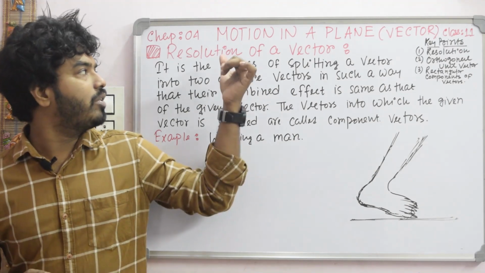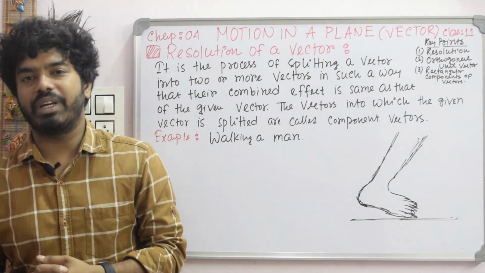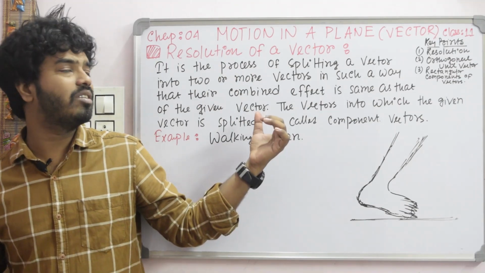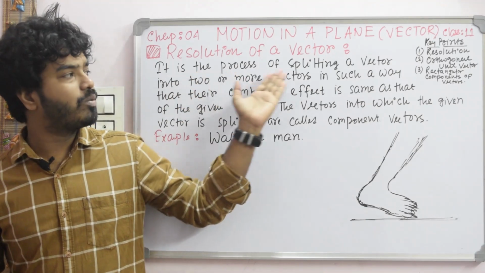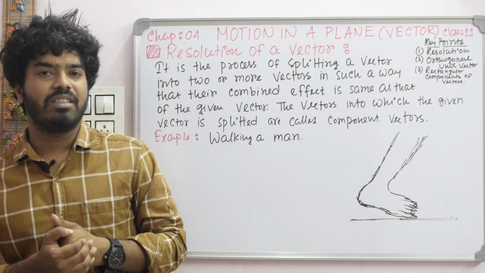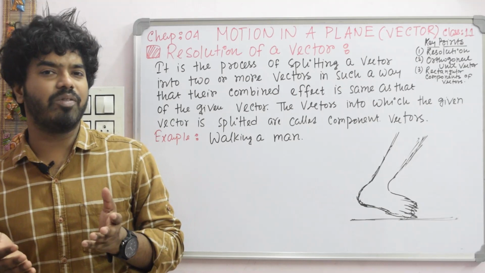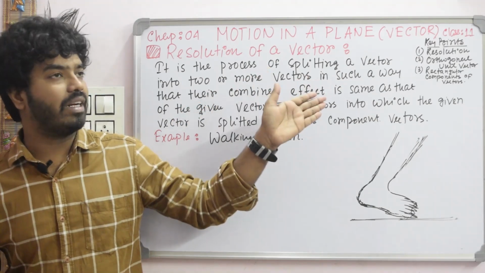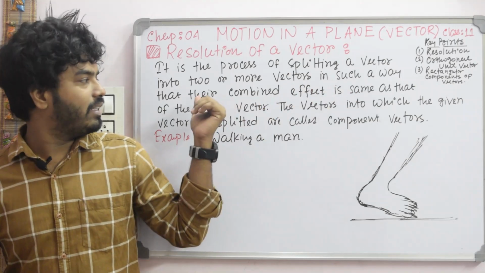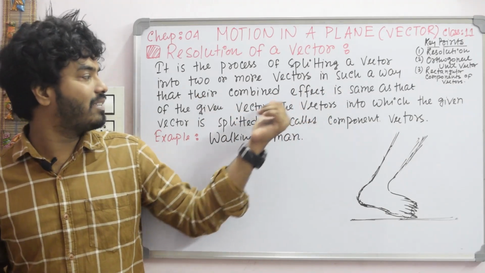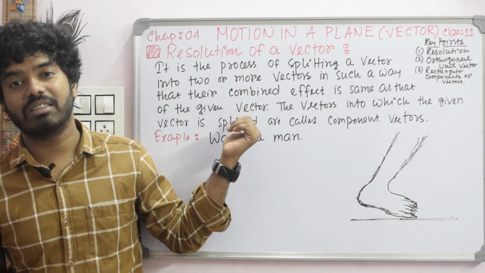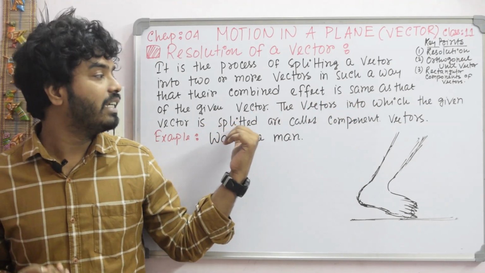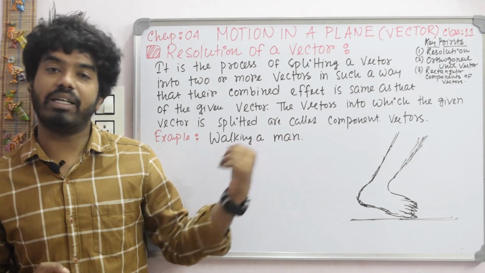Okay, so first of all you have to know about resolution of vector. What is the meaning of resolution? This is our definition. You just see, it is the process of splitting of a vector into 2 or more components, into 2 or more vectors, in such a way that their combined effect is the same as that of the given vector, and the vectors into which the given vector is splitted are called the component vectors.